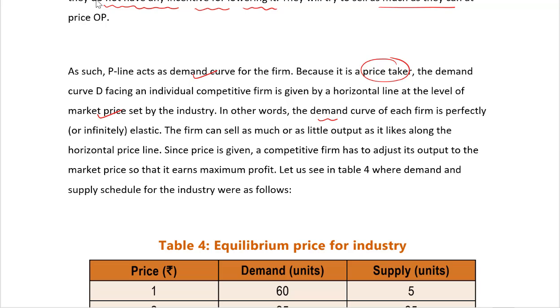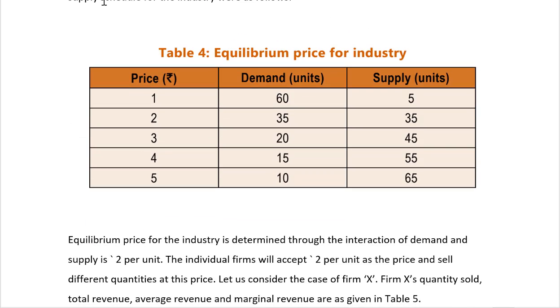In other words, we can say that the demand curve of each firm is perfectly, infinitely elastic. As I told you, the firm can sell as much or as little output as it likes along the horizontal price line. Since price is given, a competitive firm has to adjust its output to the market price so that it earns maximum profit. Let us see table 4 and try to understand this.